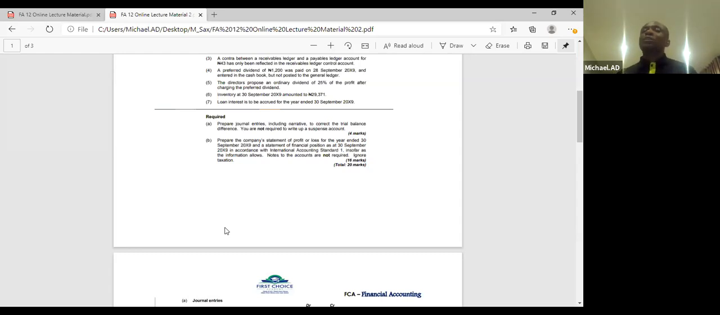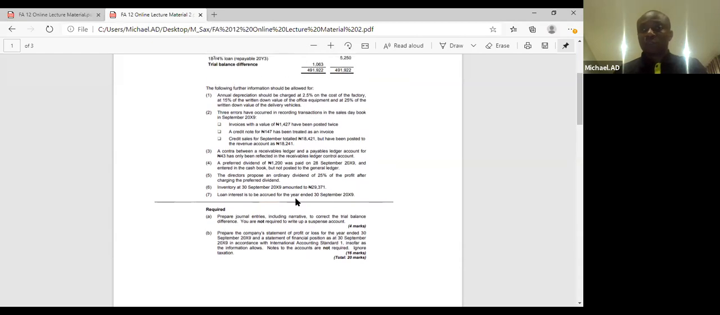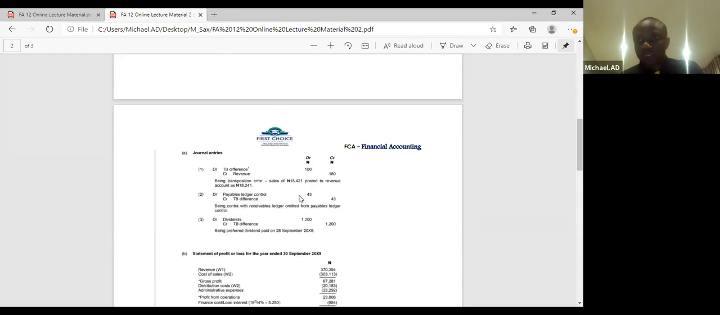It's actually a contract between receivables ledger and payable ledger. In other words, money left the receivables ledger to our payable ledger. So payable is the one actually receiving, but it's only reflected in the receivable ledger control account, and does not reflect in the payable account. So the reason why we are debiting our payable account and crediting our trial balance difference of 43 Naira is what actually happens here. Being contract with receivable omitted from payable ledger control account, 43 Naira.